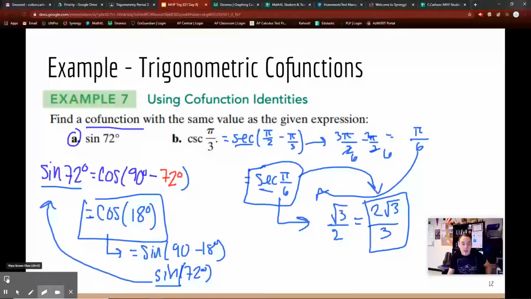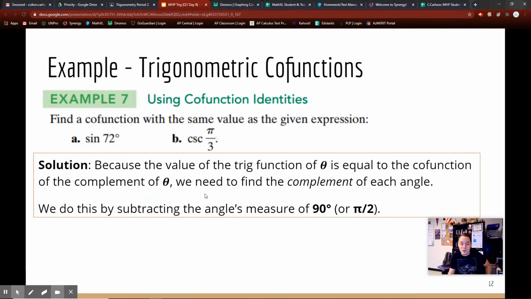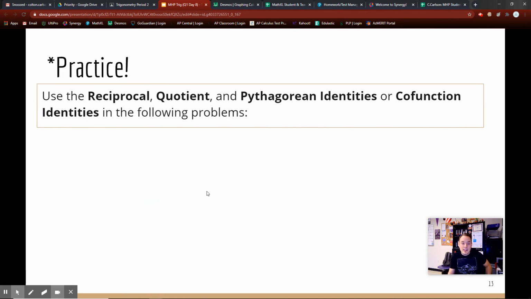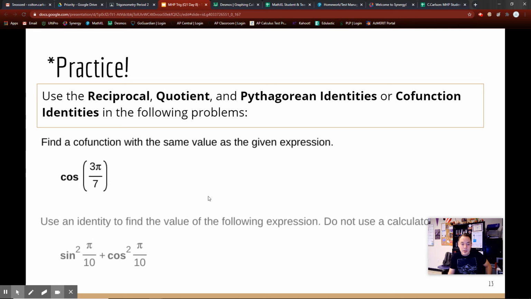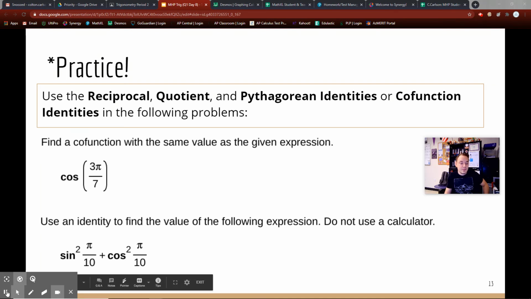So let's erase. That's basically cofunctions, guys. Okay, and that's essentially what I just explained, the actual solution. Now let's get to practice. I'm going to show you these two examples. Go through them, see if you can use a reciprocal, a quotient, a Pythagorean identity, a cofunction identity. Use whatever identity is necessary, and then solve these questions. We're almost done, guys. Go ahead, pause the video, see if you can check yourself.